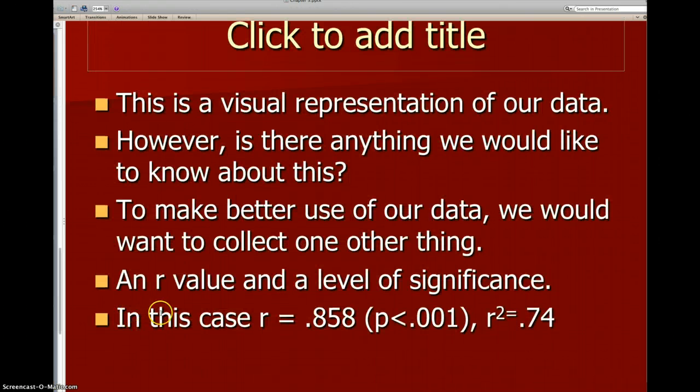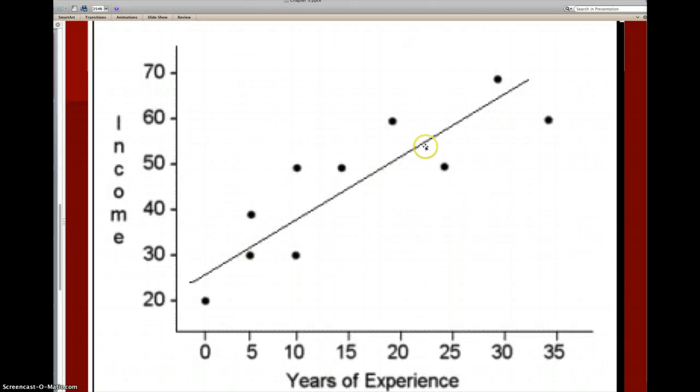Now, just because we see this picture, that doesn't necessarily mean that's all that we want to know. We need to collect something else. So this is the first point that we're going to see something called a level of significance. We want to know what the R value is. The R value is the actual statistical representation of this line.